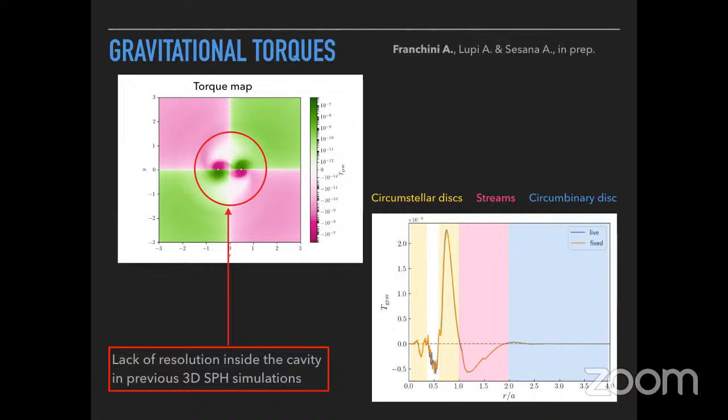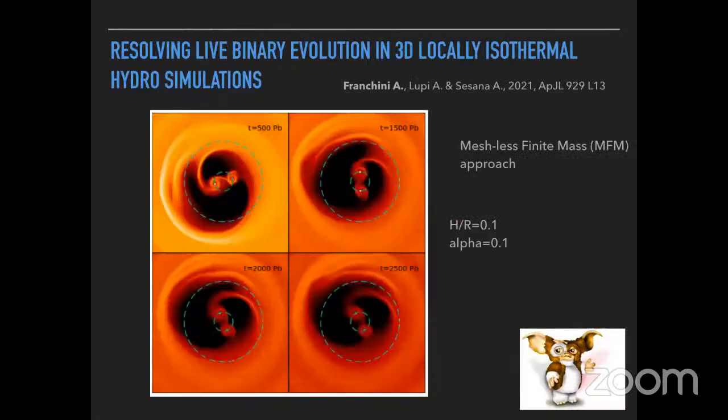The problem while investigating this system is that it has been argued that with 3D SPH codes, you don't have enough resolution inside the cavity to properly resolve the torques and to get the right answer. So what we did was to try and solve this problem with Gizmo, which is a multi-parallel hydro code. It has several methods of solution of the hydro equations implemented.